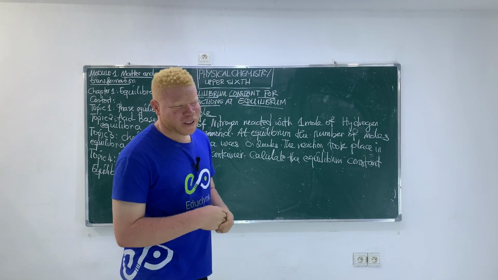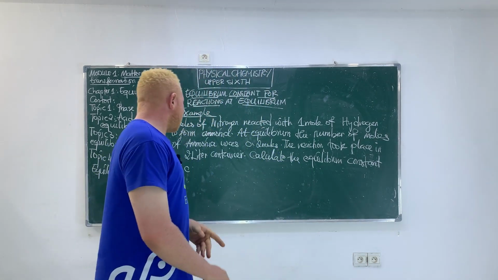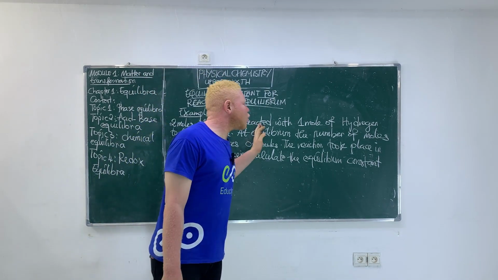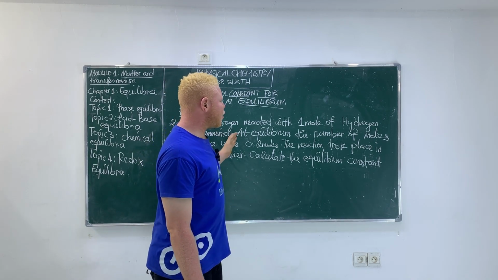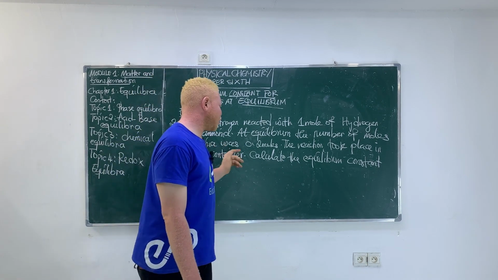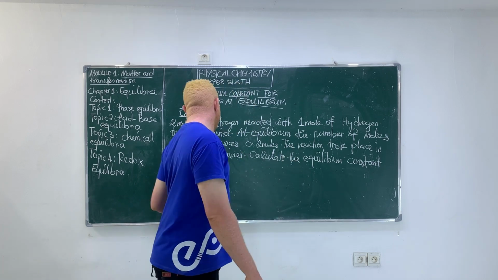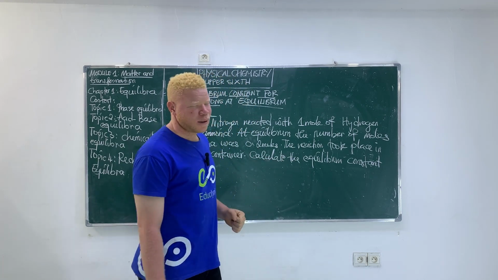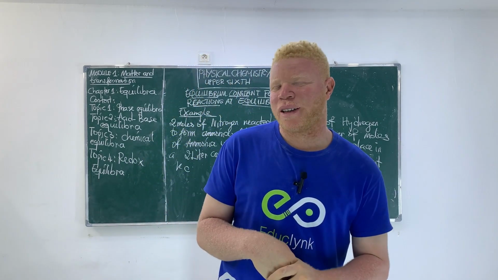Calculate the equilibrium constant Kc. So let me read the equation for you. The equation goes thus: 2 moles of nitrogen reacted with 1 mole of hydrogen to form ammonia. At equilibrium, the number of moles of ammonia was 0.2 moles. Full stop. The reaction took place in a 2-liter container. Calculate the equilibrium constant Kc.